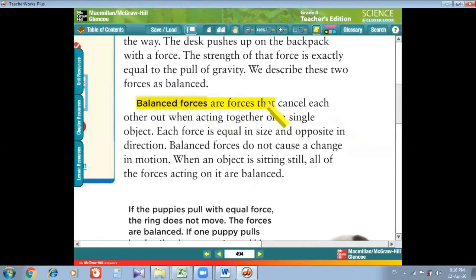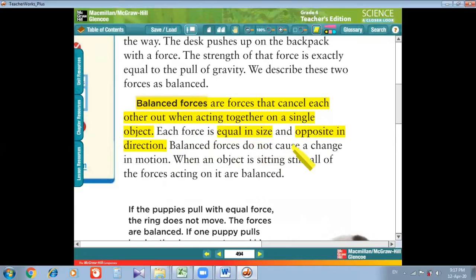Balanced forces are forces that cancel each other out when acting together on a single object. Balanced forces are all those forces which cancel out each other's effect. Both forces are equal and in opposite directions, so they cancel out each other. Each force is equal in size and opposite in direction.